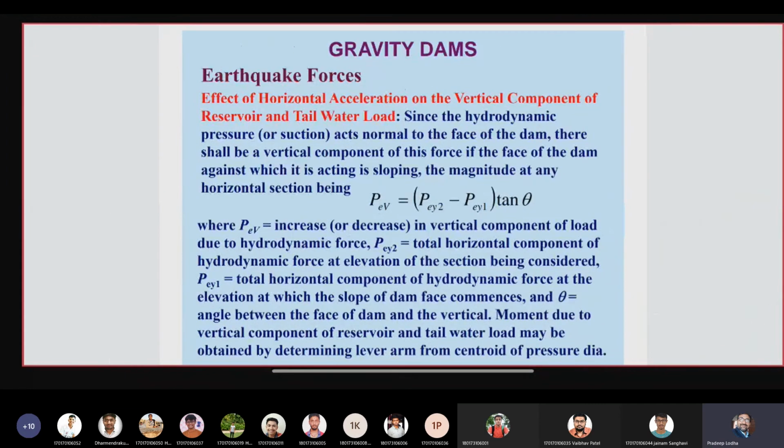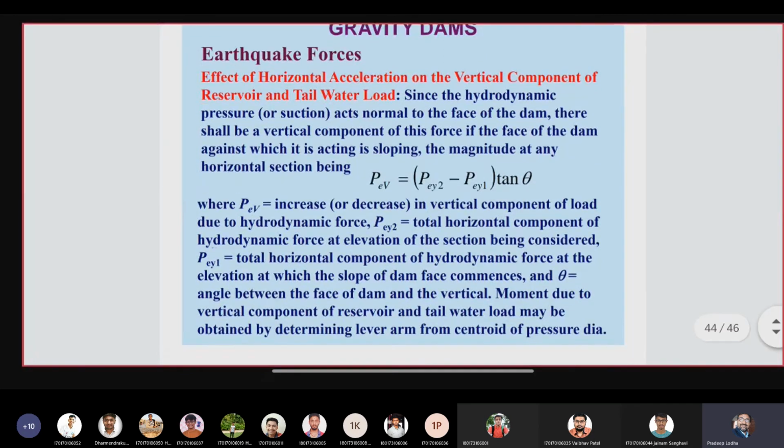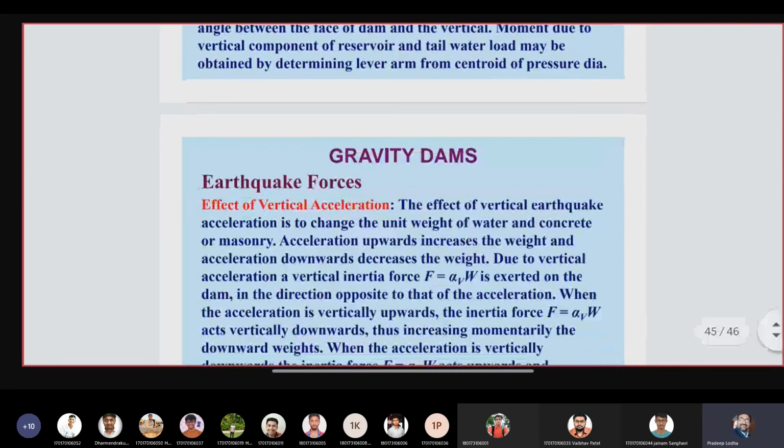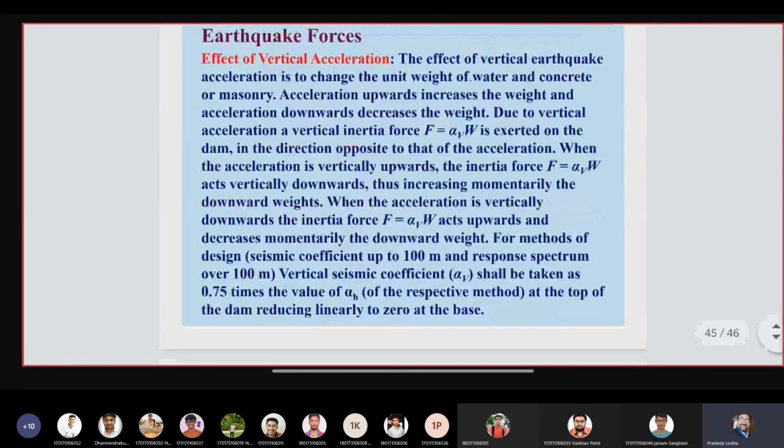So this is the IS code, which takes into account the vertical component of hydrodynamic force when the upstream face of the dam is slanting, not purely vertical. If it is purely vertical, then there won't be any vertical component, only a horizontal component, 100%. But if it is slanting, then there would be a vertical component that needs to be taken into consideration, and this is the formula. So that is how the hydrodynamic forces can be computed. And this is the vertical acceleration.